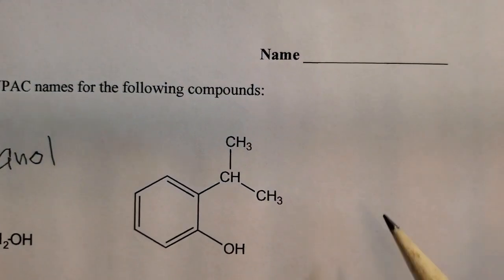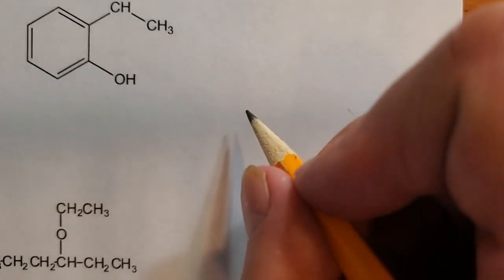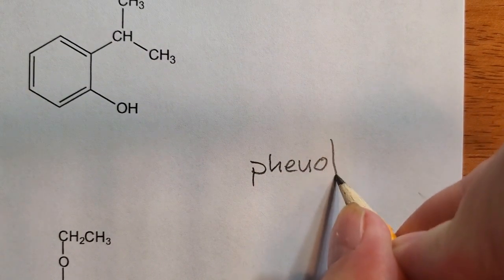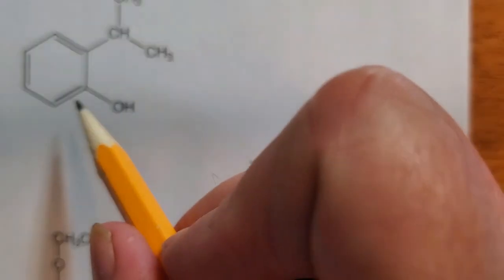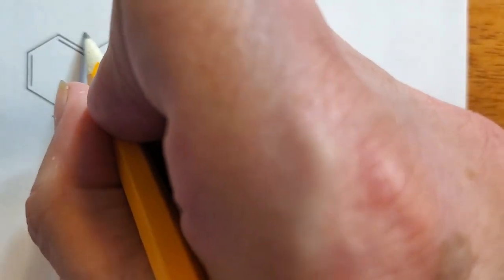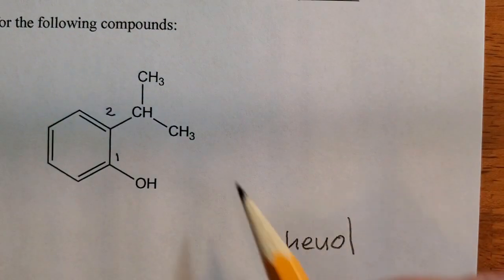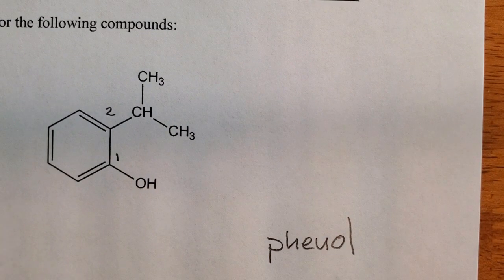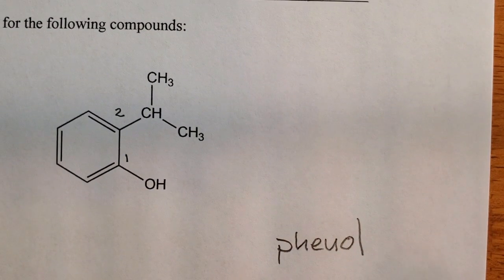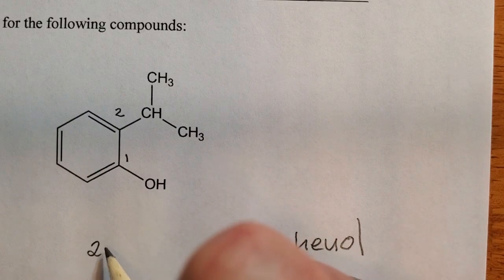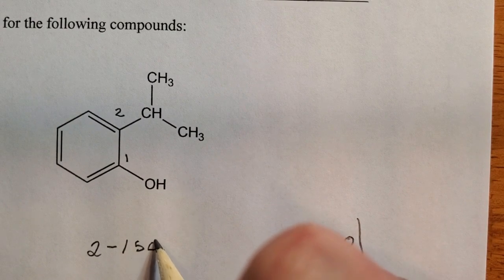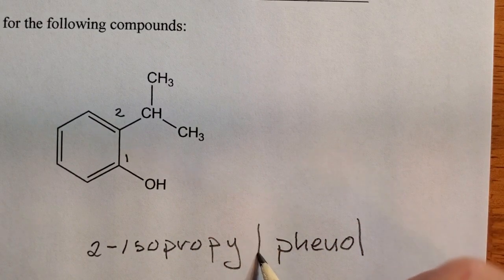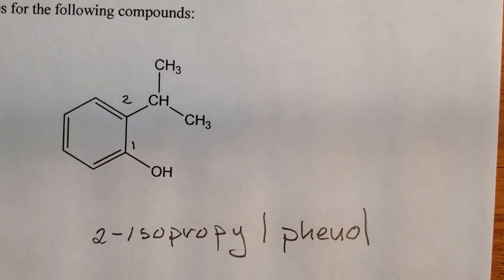So this is a phenol. So it's going to end in phenol. Now, this indicates that this is carbon 1, this is carbon 2. So this substituent group is isopropyl. We've had this before, and it's on carbon number 2 of the phenol. So this is 2-isopropylphenol.